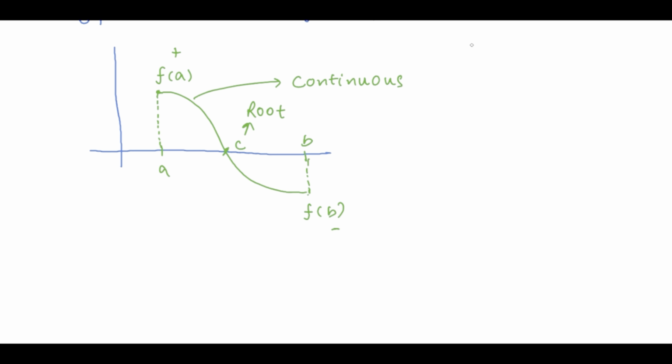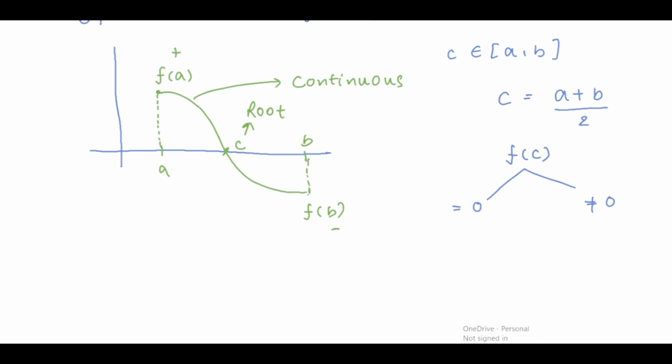So suppose I have taken a closed interval [a, b] that contains a root. Now calculate the midpoint of it, that is c, which equals (a + b)/2. Now what should we do? We evaluate f(c). There will be three possibilities. The first one is that f(c) may be 0 or not equal to 0. If it is 0, then the root has been found. And if it is not equal to 0, then two cases arise.